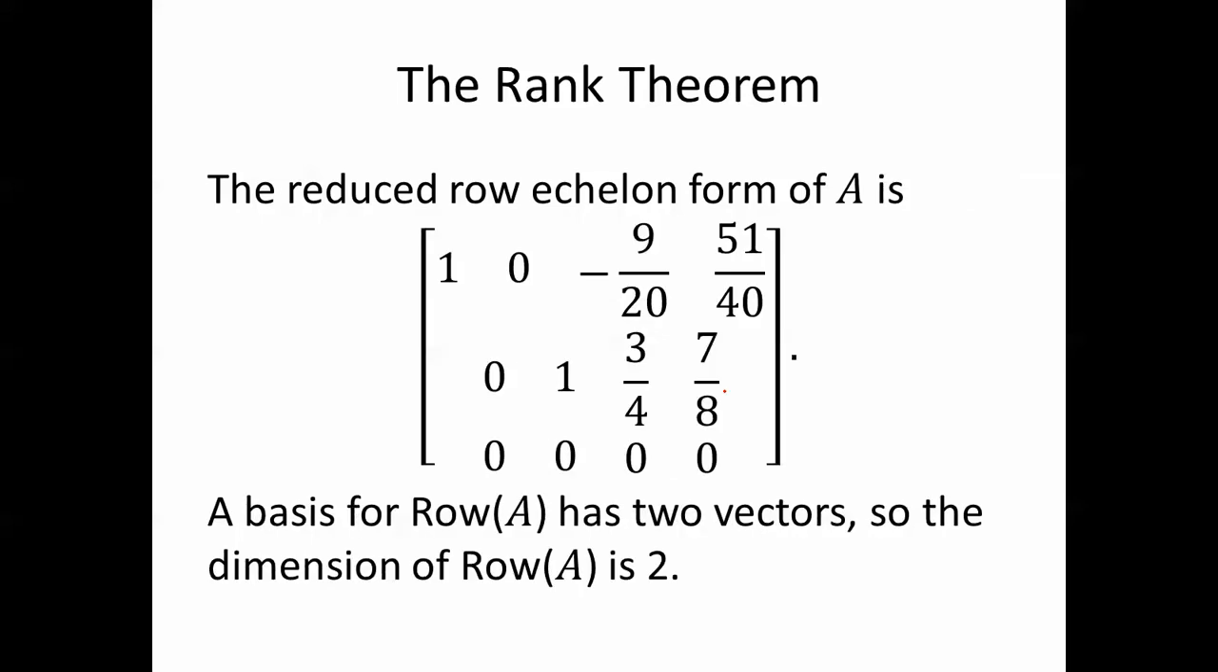The reduced row echelon form of A is 1, 0, -9/20, 51/40, 0, 1, 3/4, 7/8, 0, 0, 0, 0. A basis for the row space of A has two vectors. Here they are, this one and this one. So the dimension of the row space of A is 2.